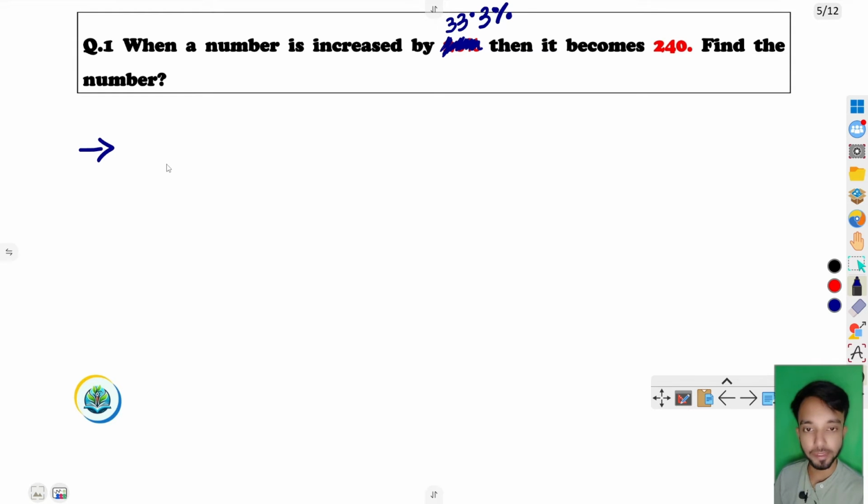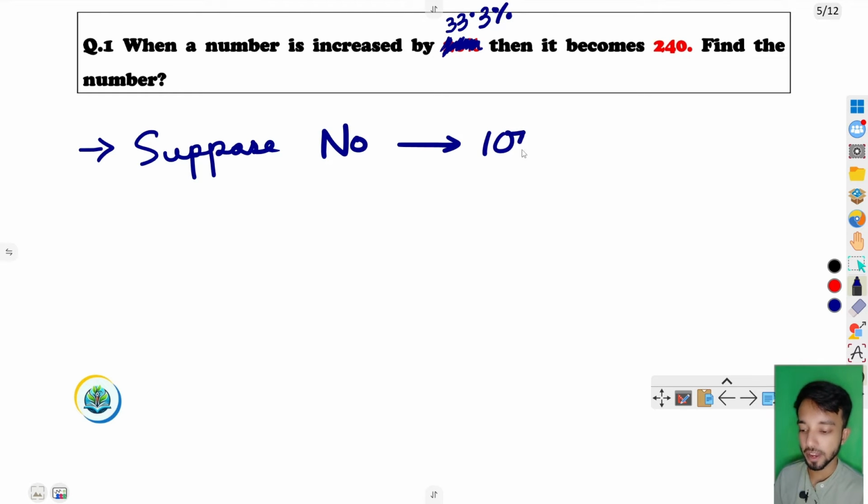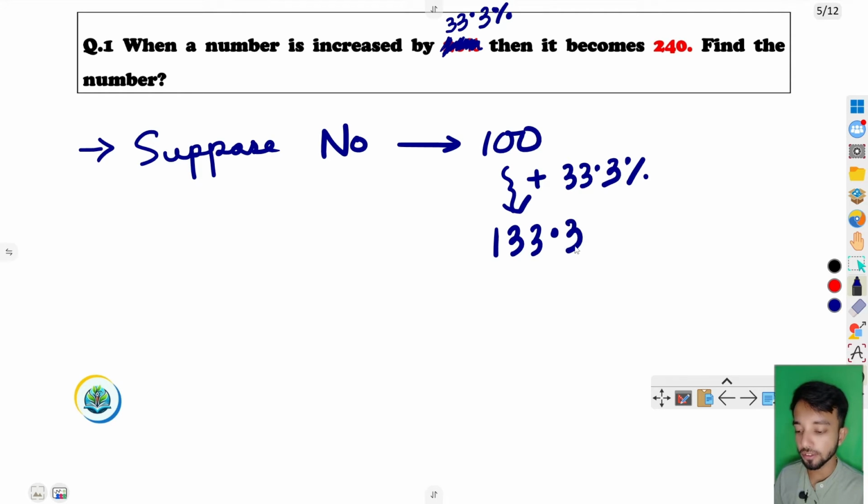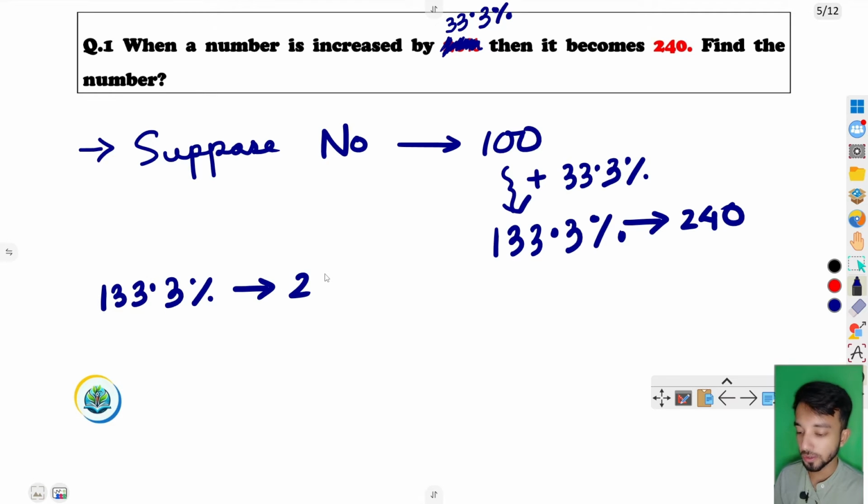So the first thing was what? To assume the number to be 100, right? Suppose the number is 100. So we are increasing 100 by how much? We are increasing 100 by 33.3%. So what will we get? 133.3%. And according to the question, it's given that 133.3% is equal to 240.